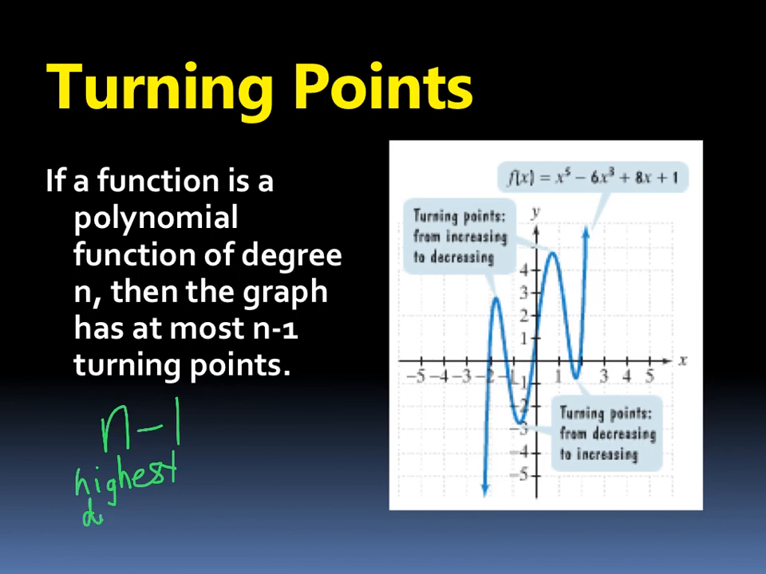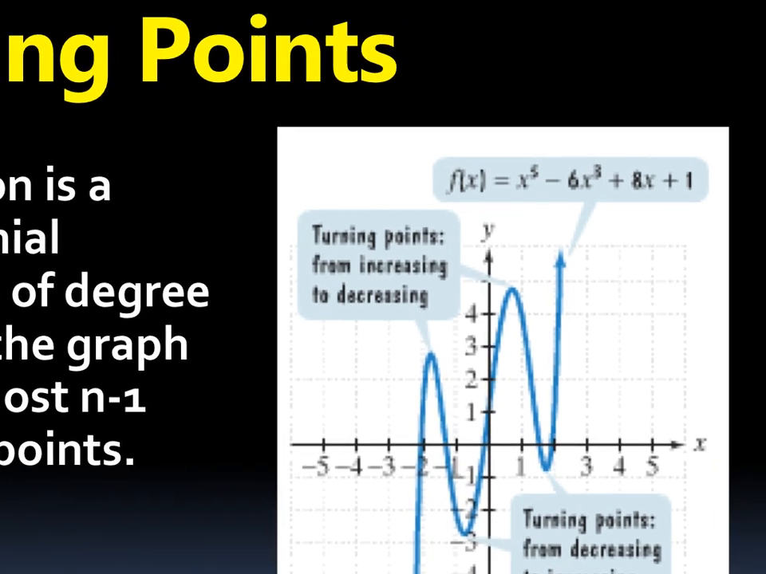Highest degree, the biggest exponent. And you say n minus 1, and that gives you how many bumps. So look at this example. This is x to the 5th power, right? Everybody see that? X to the 5th.